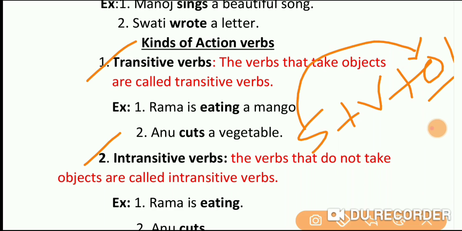Okay, for your basic information I just gave you the meaning in Kannada. Subject plus verb plus object. The verb which takes or which is followed by subject and object is called transitive verb.